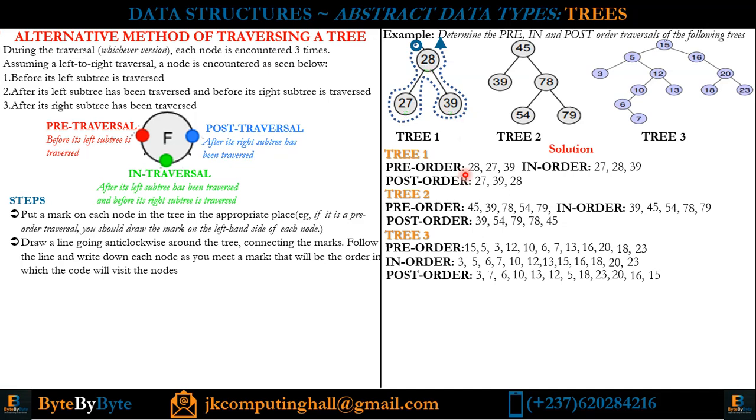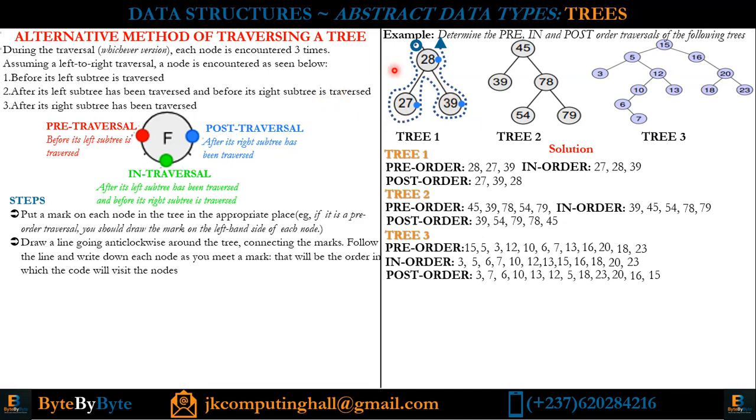When you move now for post order traversal, that is the mark as you are seeing. So what do I have when I move? The first is 27 because, as you see, I'm also at the right of it. When I continue moving, I have my 39. When I continue moving, I have my 28. As you can see, that's why the post order is 27, 39, 28.